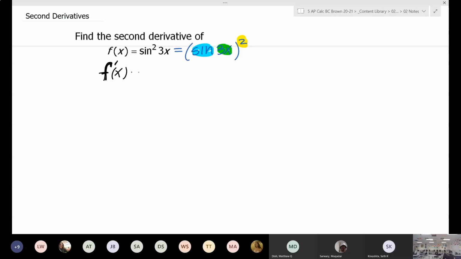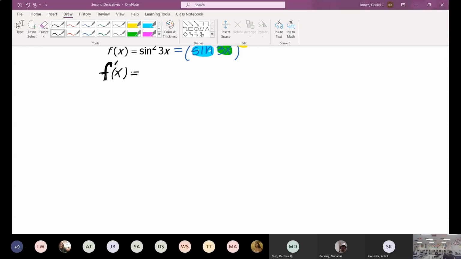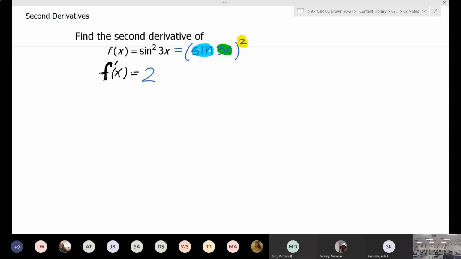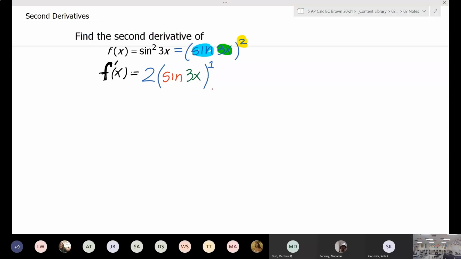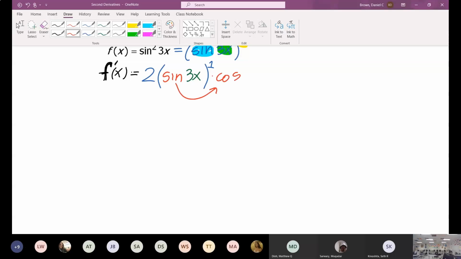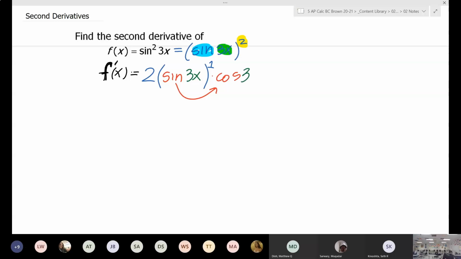of x. So taking my derivative, this 2 is going to come down in front first, the new exponent is to the first power. We leave the inside the same because we haven't touched it yet, using the chain rule. Multiply it by the derivative of the inside. So the next inside is sine. The derivative of sine is cosine. Again, leaving the inside the same. Then chain rule again. The derivative of 3x is just 3. So that is the first derivative.